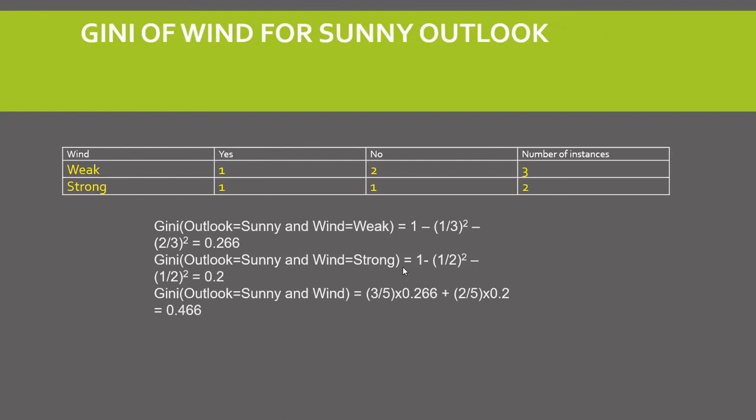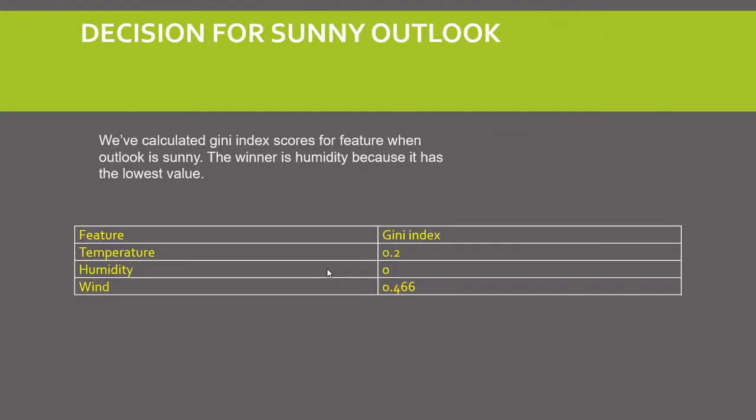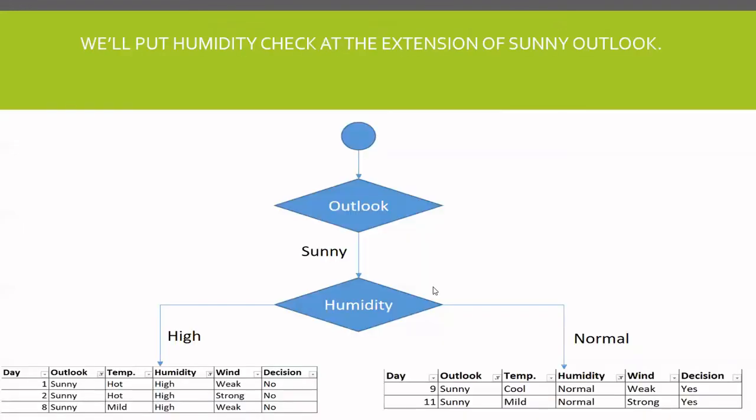Now Gini of wind for sunny outlook. Overall for sunny outlook, the temperature is 0.2, humidity is 0, and wind is 0.466. So now come here. When the humidity is high, the decision is no, and when the humidity is normal, the decision is yes. Means when outlook is sunny and humidity is high, no. When outlook is sunny and humidity is normal, the decision is yes.